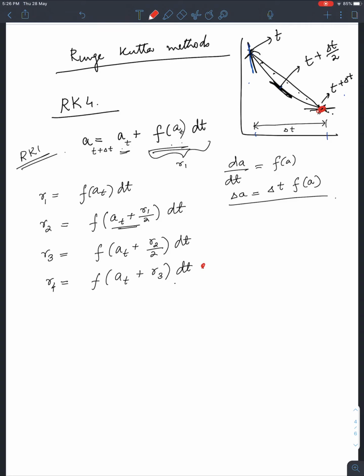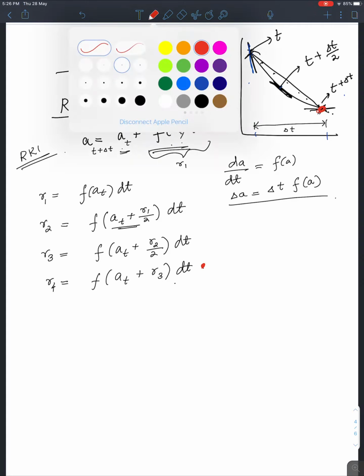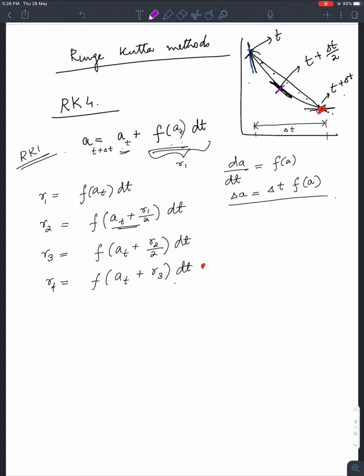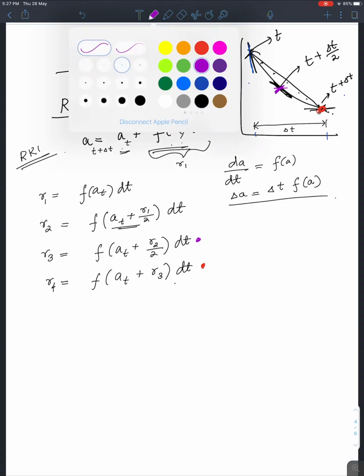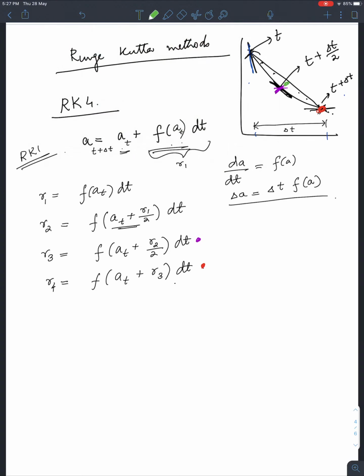So here is this r4, the slope times dt. This is r3 in the middle, r2 also halfway, and this is r1, somewhere halfway here, and this is the slope at the initial position. The slope is f, and then we multiply by dt. So these are the four terms that we have: four slopes times the time step dt, or delta t, or h, whatever you call it.